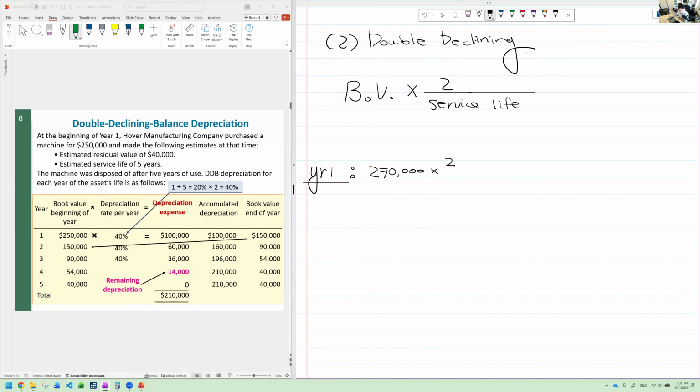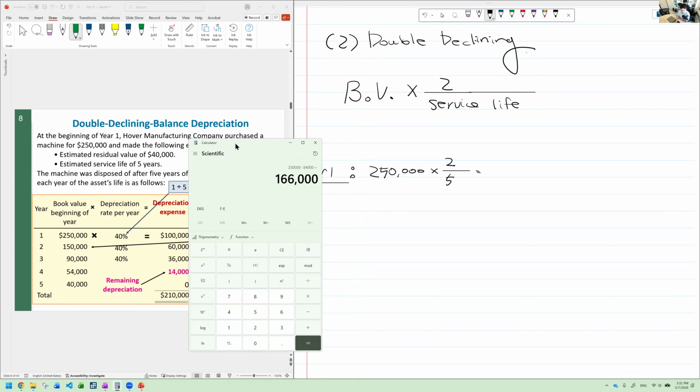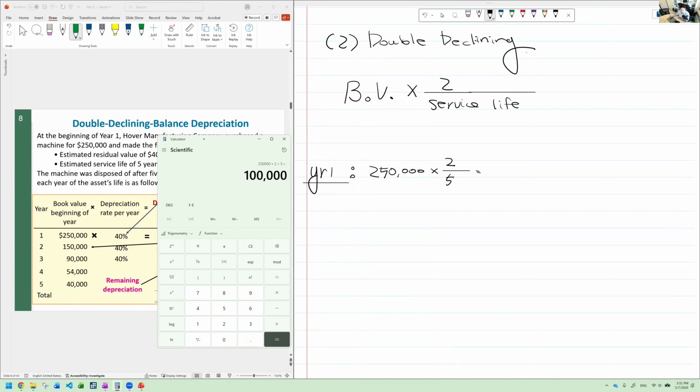Multiply by 2, and then over service life. We're going to use it for 5 years. Okay. So if I do the math calculation here, $250,000 times 2 divided by 5. That means the amount of depreciation expense that you want to record in year one is $100,000. Okay. So what does that mean?